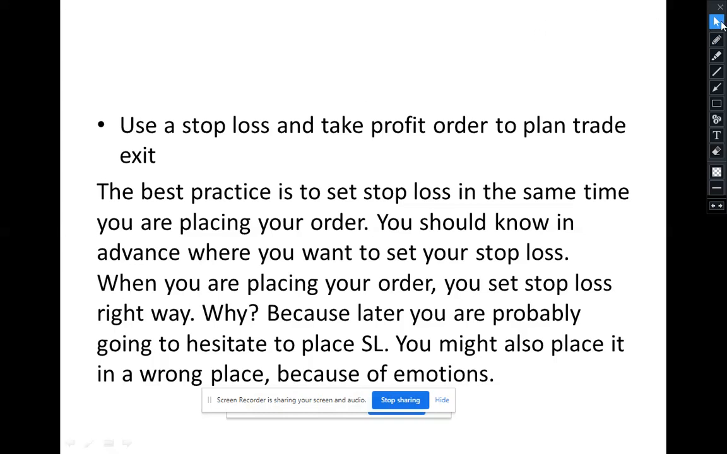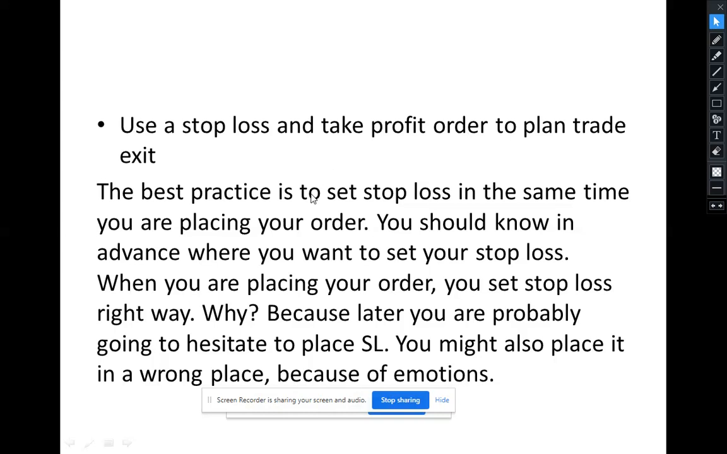Experienced traders or professional traders these days don't use stop loss. But for beginners, you must use stop loss. Always use stop loss. This stop loss also helps you to protect your account. Always use stop loss and take profit orders to plan a trade exit. As a beginner, you must not forget to use stop loss. Stop loss is very important.